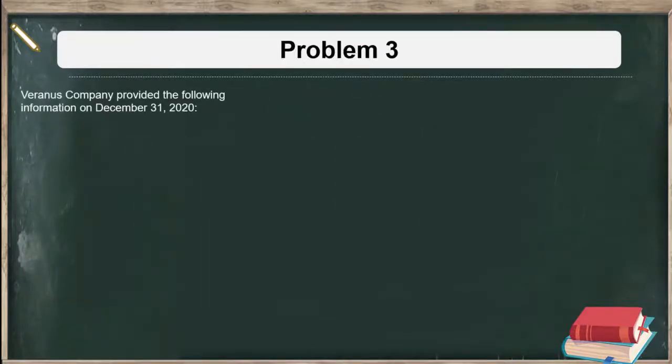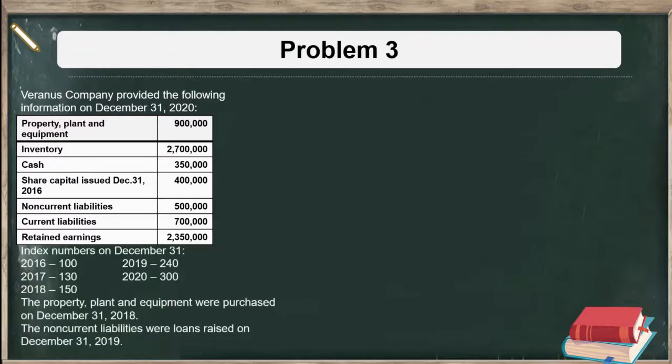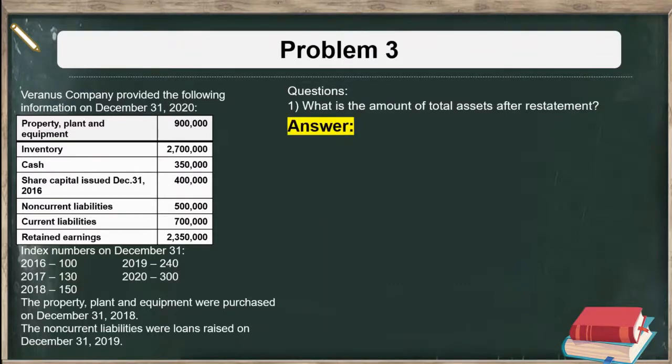Problem 3, Vera News Company provided the following information. We have PPE, inventory, cash, share capital, non-current liabilities, current liabilities, and retained earnings. So the index numbers on December 31 are as follows. You have 2016 to 2020: 100, 130, 150, 240, and 300. The PPE were purchased on December 31, 2018. The non-current liabilities were loans raised on December 31, 2019. Question number 1, what is the amount of total assets after restatement?